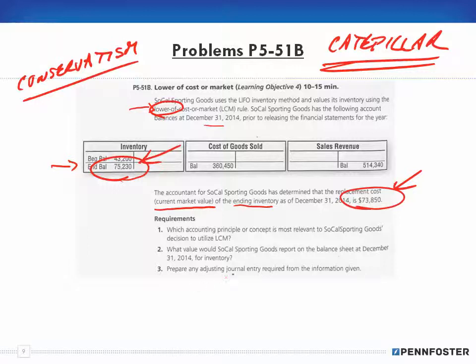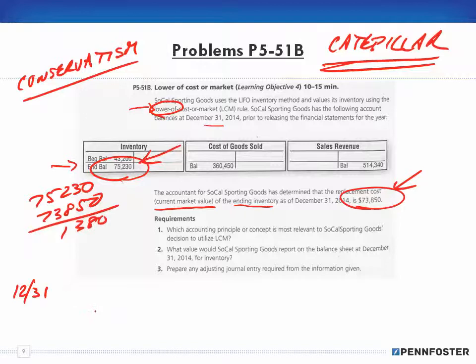Okay, so it says prepare an adjusting journal entry required from the information given. Well, what are we doing here? All right, so the date is December 31st. And our inventory is 75,230, but we're saying that we want to show it at 73,850. So the difference between those two is $1,380. So we're going to reduce our inventory.